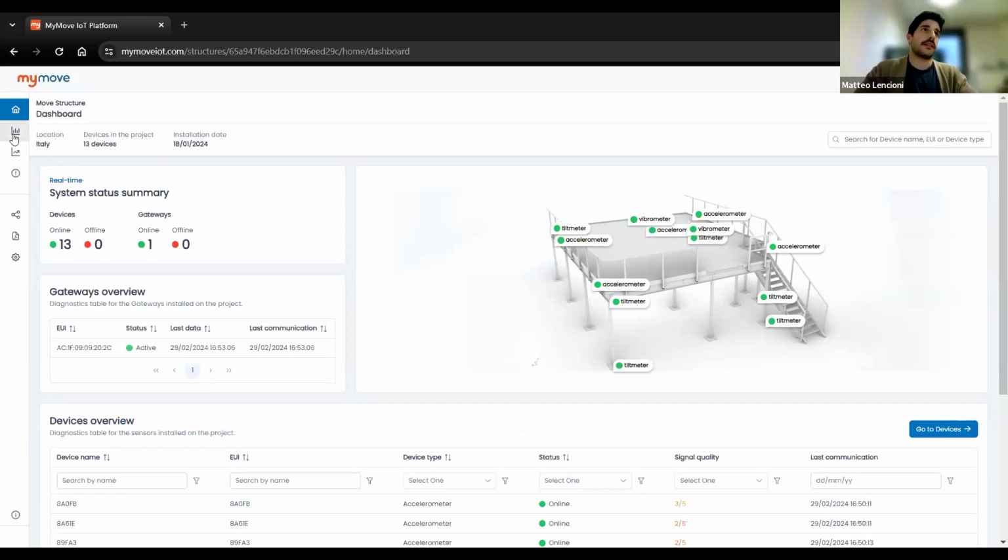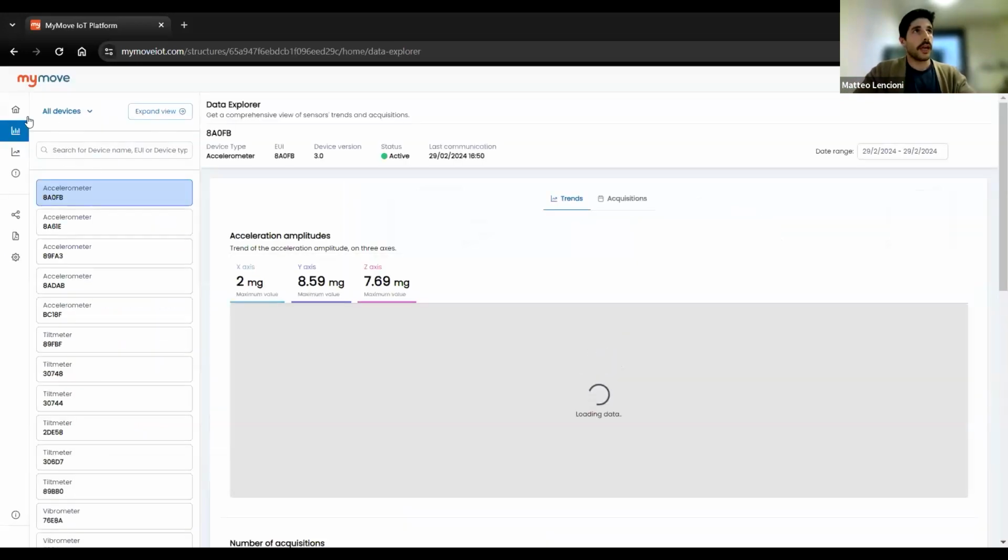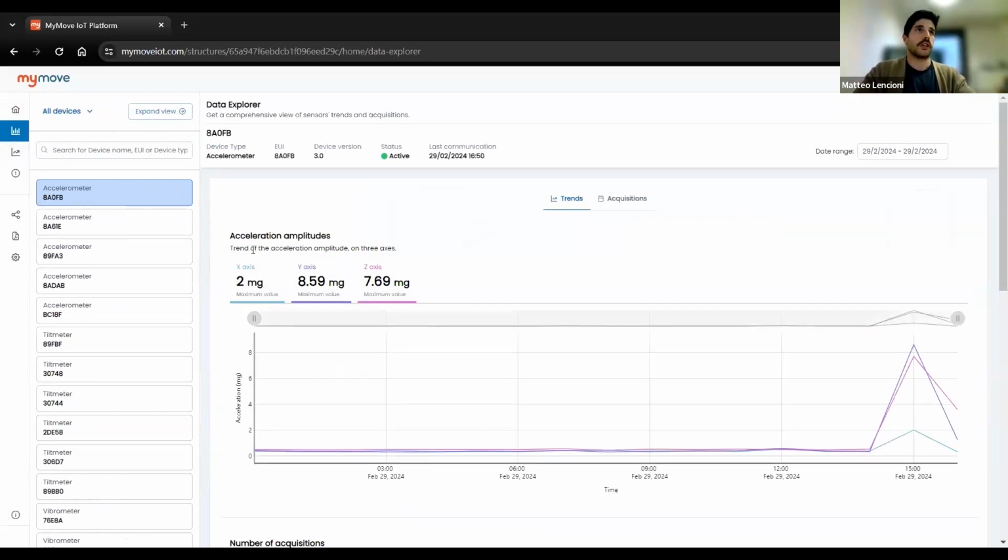And then you can dive deeper into the data by going to the Data Explorer page. This page is where you can actually look at every single one of the sensors, and you can see every single one of the data points that the sensors provided at different levels of analysis.